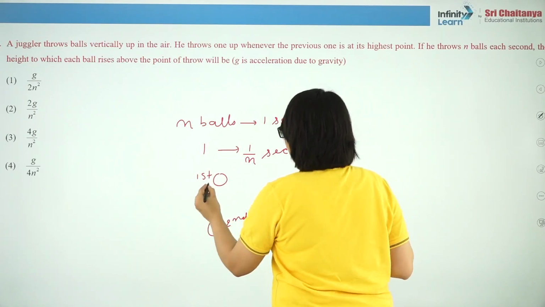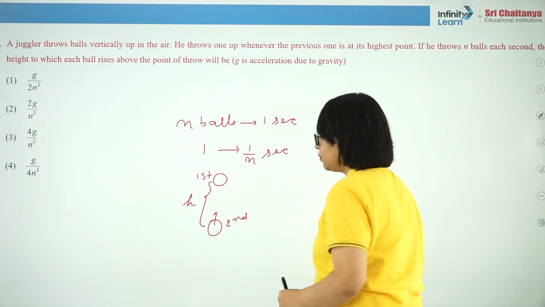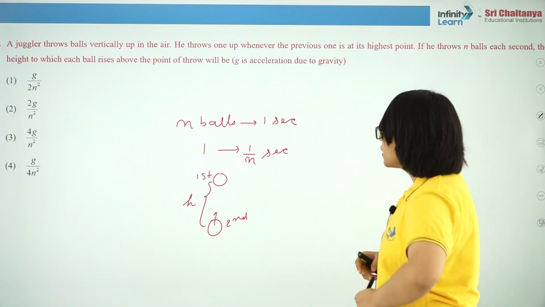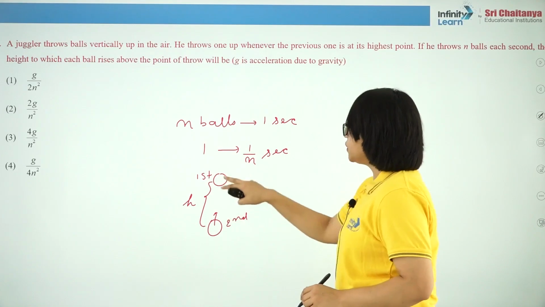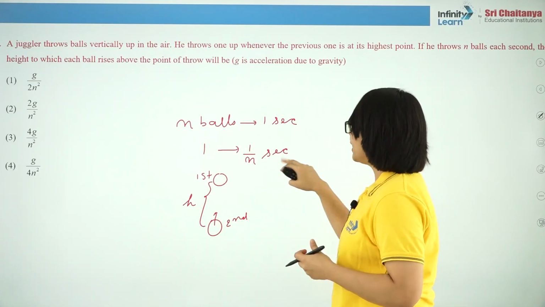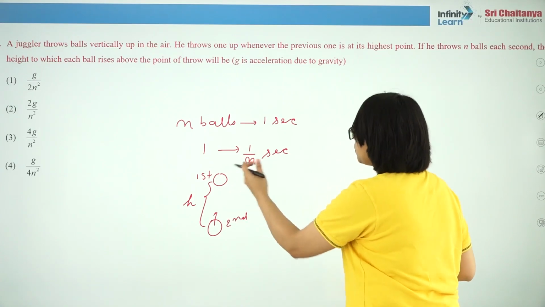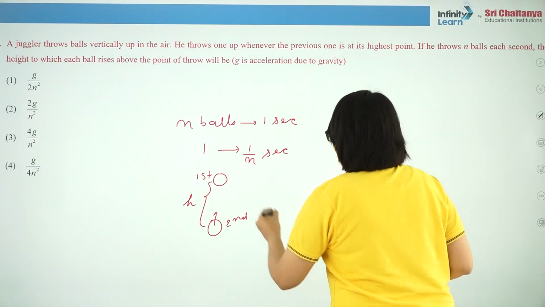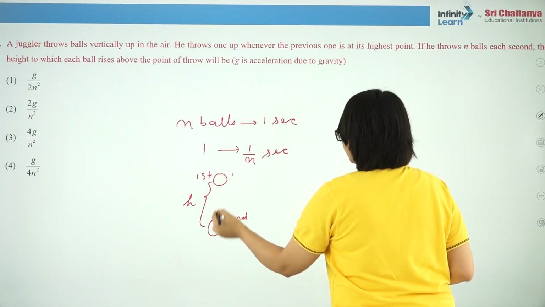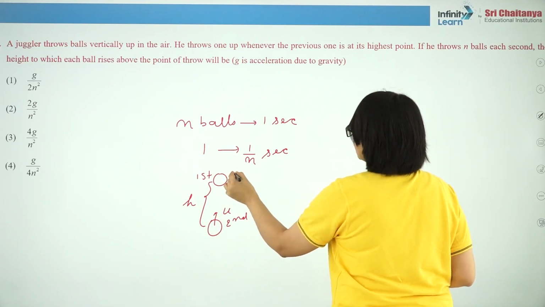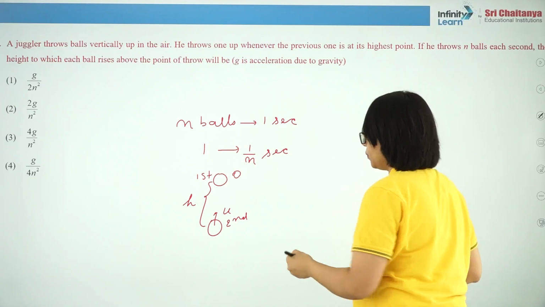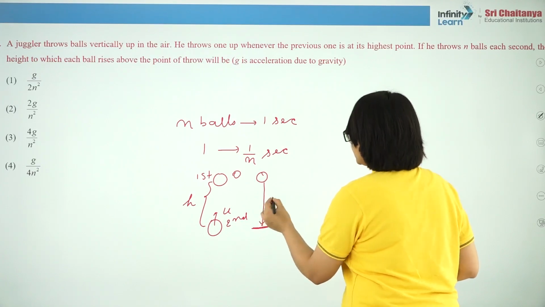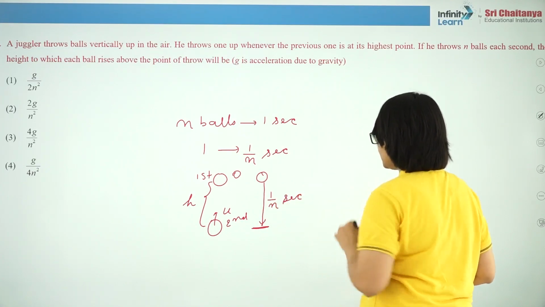Now, he throws the second ball when the first one is at its highest point. Okay. So, when the first one is at the highest point, he will throw the second one. When the second one is at its highest point, he will throw the third ball and so on, right. Now, since the time between two consecutive throws is 1 upon n second, that means the time taken by the first ball to reach the highest point is 1 upon n second, right. So, you can see that the initial velocity of the first is, let us say u, but the final velocity is 0 because at the highest point it will be 0. The first ball will come back into the hand of the juggler in the same time, 1 upon n second, because time of ascent is equal to time of descent.